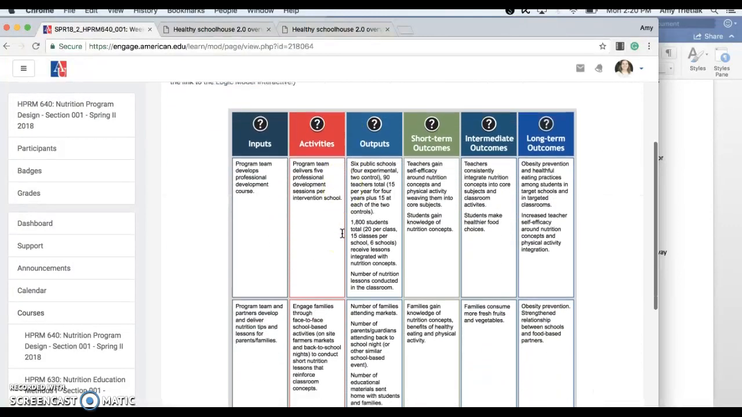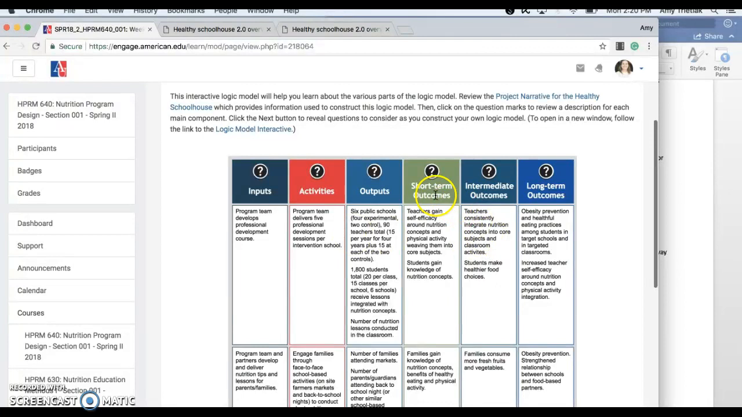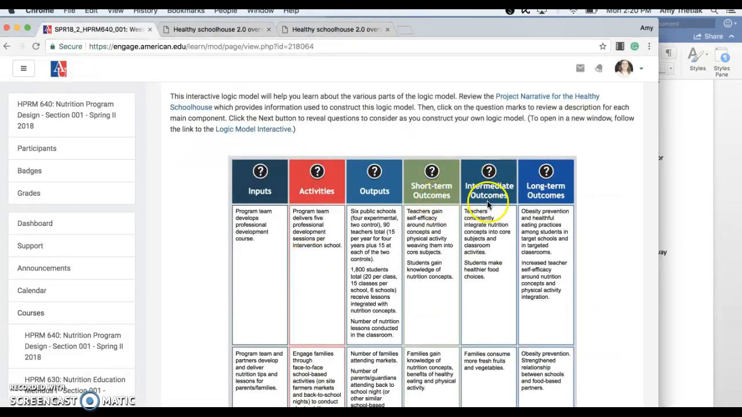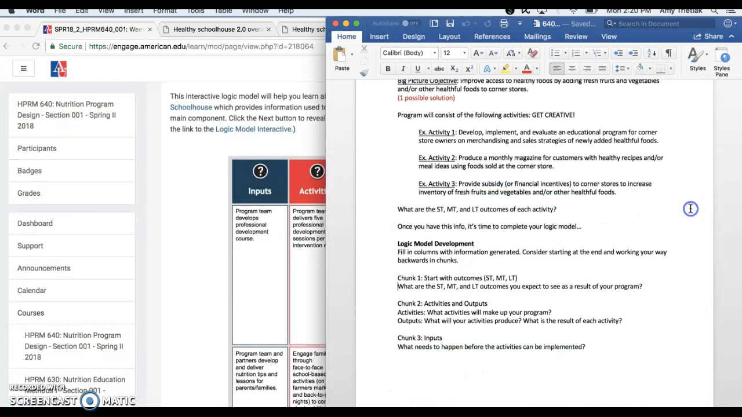Okay, so now that we can see the picture of the logic model, I would recommend starting here with the short-term, medium, intermediate, and long-term outcomes first. So once you've answered the question of what those statements should look like, then you're going to go back and fill in your logic model in these final 3 columns.